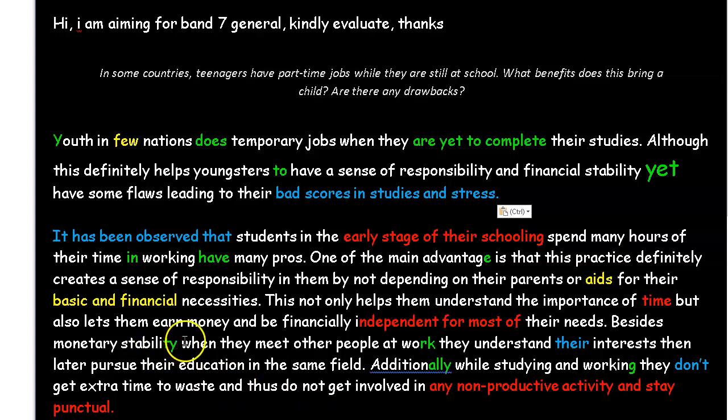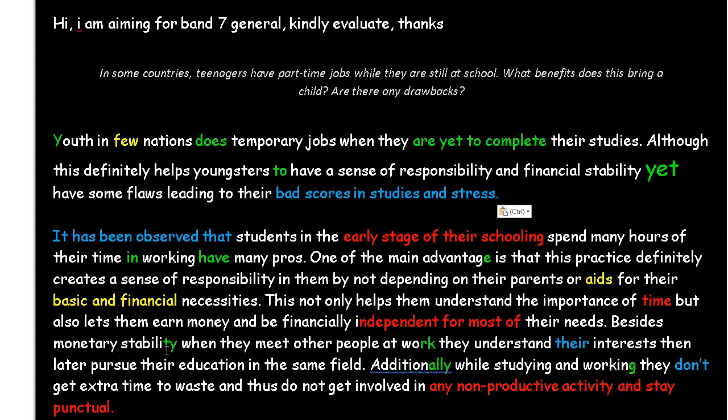Besides monetary stability, comma, when they meet other people at work, comma, they understand their interests. Whose interests? See how that there is confusing? The other people? Or are you talking about the students? Understand their interests, then later pursue their education in the same field as the other people at work?